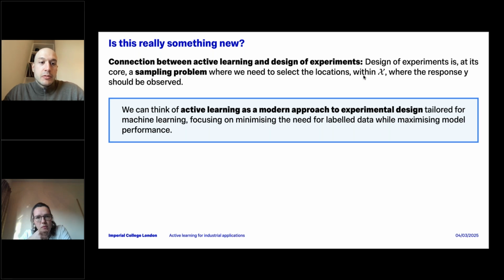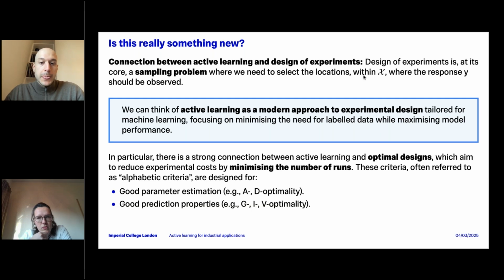So we can think of active learning as a modern approach to experimental design, which is specifically tailored for improving a machine learning model while minimizing the need for labeled data. And then I just wanted to touch upon experimental optimal designs really quickly, but we're going to cover it in the third part of the presentation.